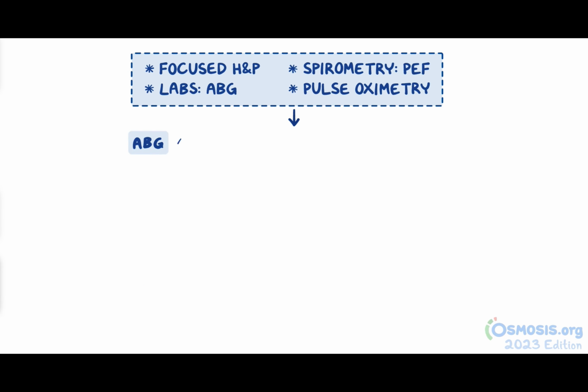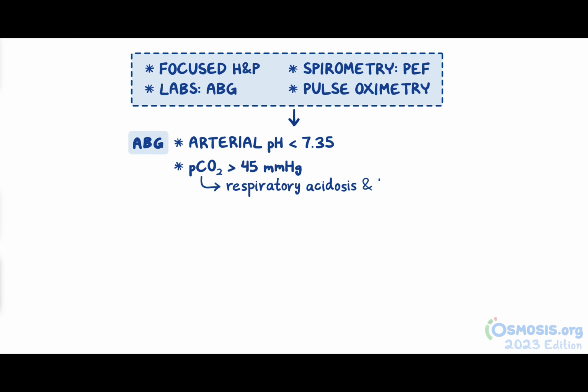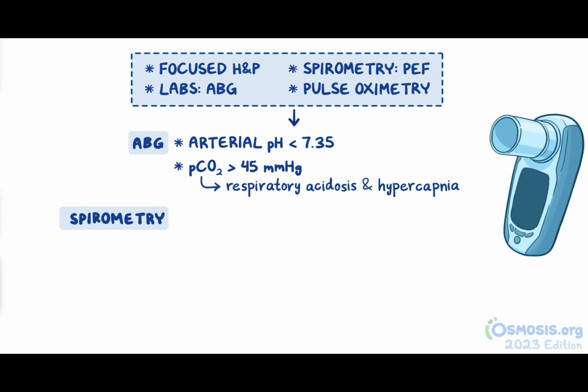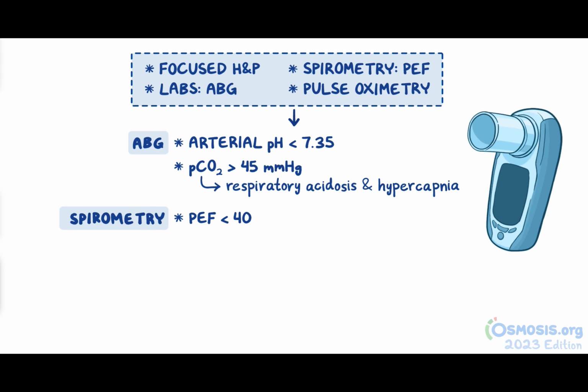Next, ABG might reveal arterial pH of 7.35 or less and PCO2 above 45 millimeters of mercury, indicating respiratory acidosis and hypercapnia, while spirometry usually shows PEF less than 40%. Finally, pulse oximetry might demonstrate saturation below 90%.